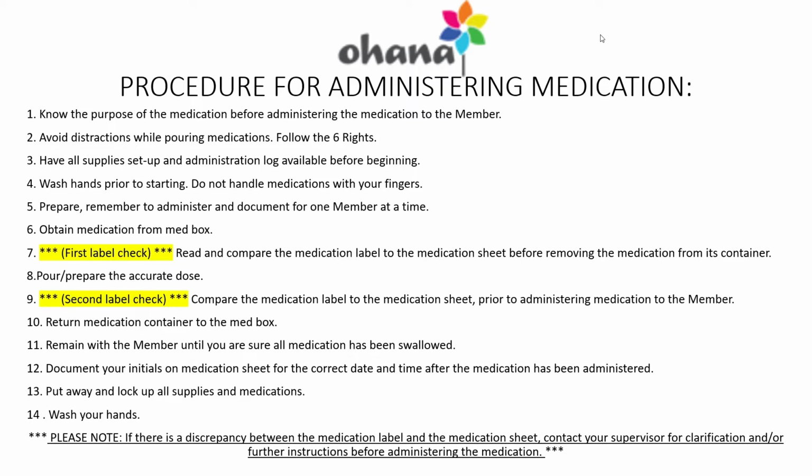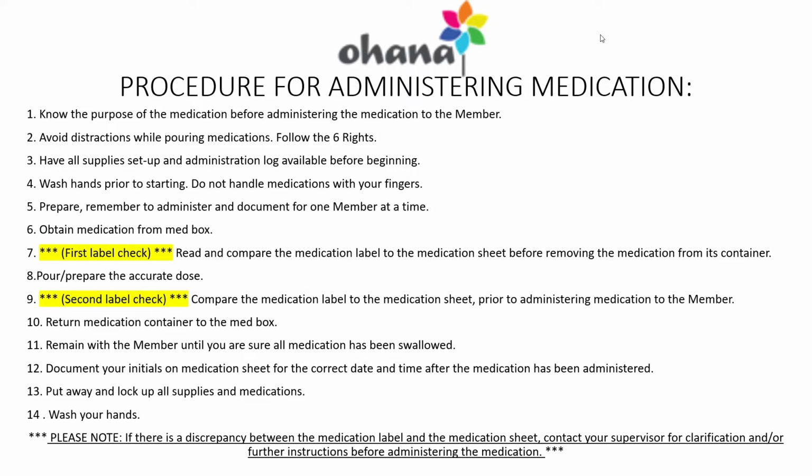It's at that point where you can document your initials on the medication sheet for the correct date and time after the medication has been administered. It's very important that if the medications before you have not been signed for, so let's say you're signing that for 4 p.m. medications, and you don't know if 8 p.m. medications have been administered because they haven't been signed for, don't give the medications until you're sure that the previous dosage has been given. There could be a need to call the pharmacy and ask for special instructions, but we'll go over that a little bit more later in this presentation.